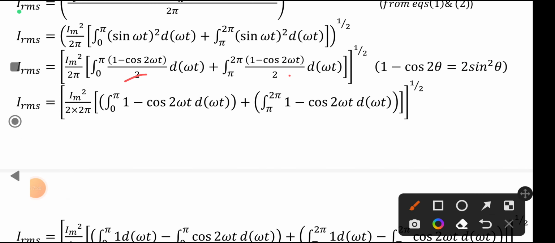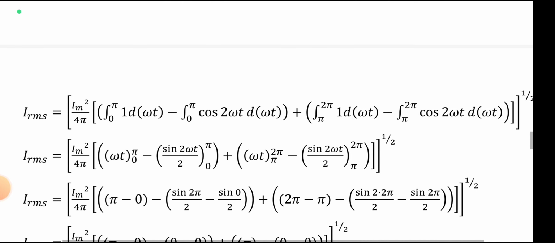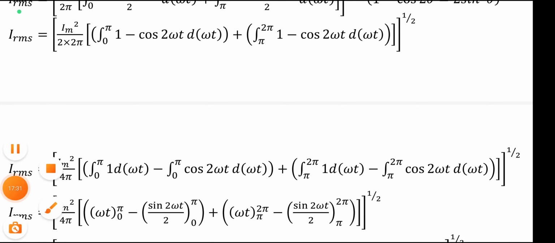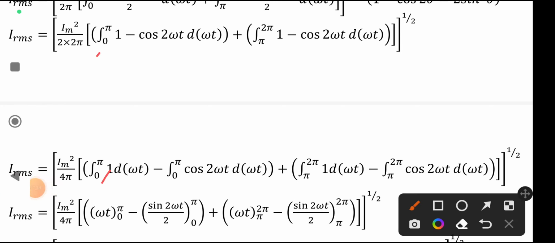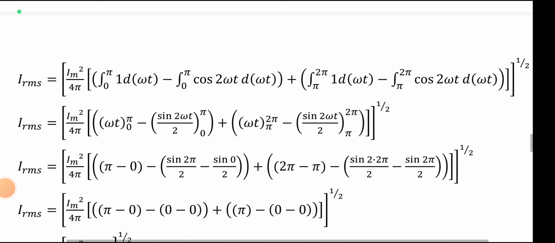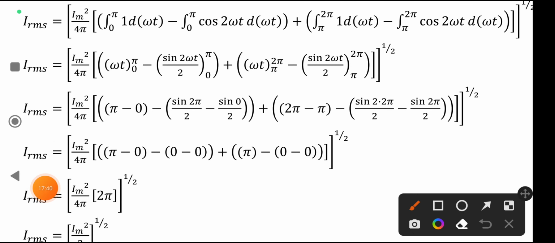Now take 2 common outside. Now apply integration inside, individually to each term. The integration formula: the integration of 1 with respect to omega t is omega t only. And the integration of cos 2 omega t is sine, but since we have 2, we write by 2. The same formula applies here as well.